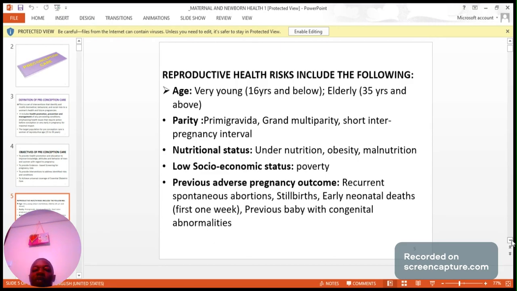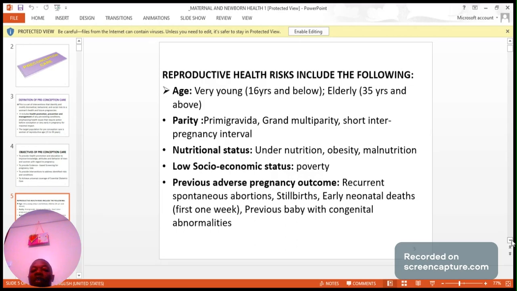So those ones are supposed to be assessed because those are the health risk. Okay, yeah, if somebody is pregnant for the first time, that is very risky, so it's supposed to be very key intervening. Grand multiparity, I mean, this one is having more than two or three deliveries. So that is also something to consider as a risk.